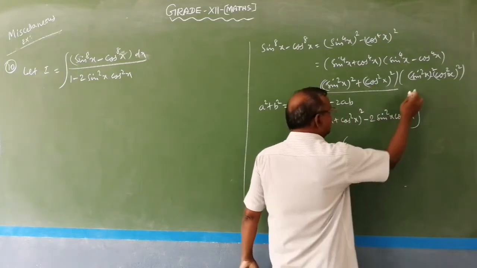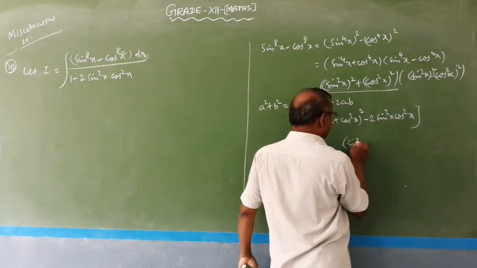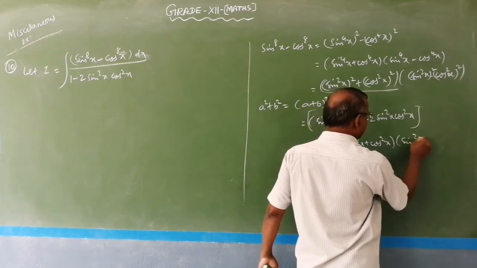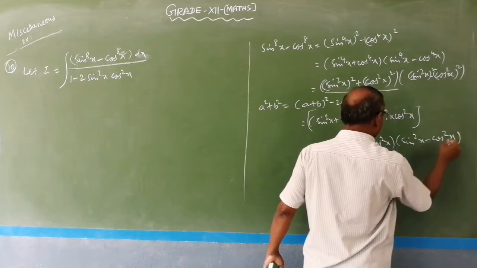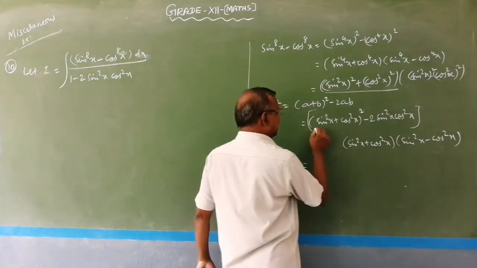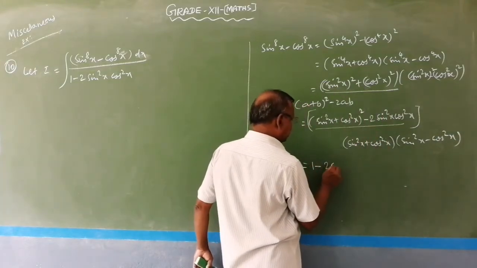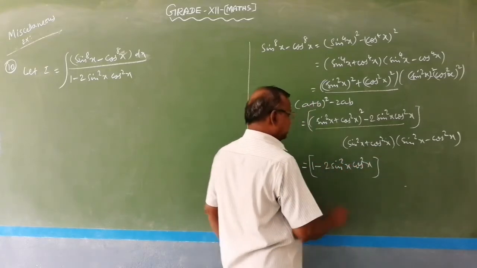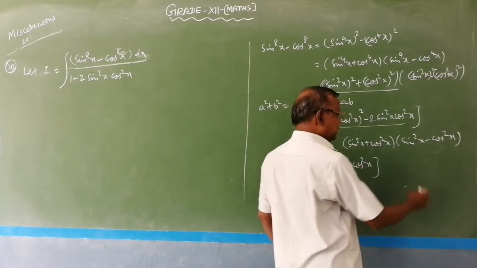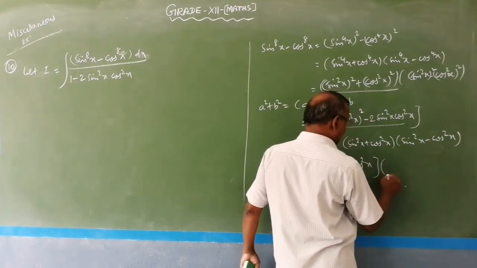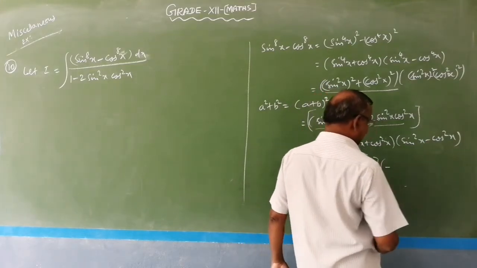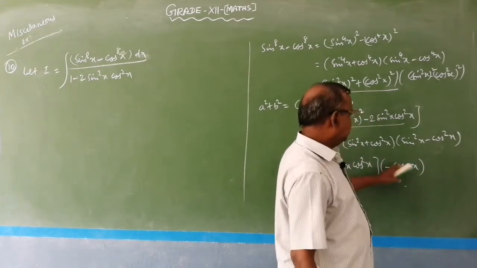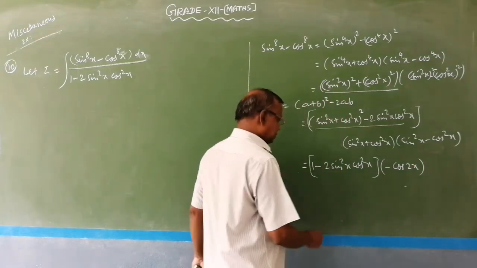So, this is the first part, and the second part is again a square minus b square formula, that is a plus b into a minus b. A plus b means sin square x plus cos square x into sin square x minus cos square x. Here we can write this as 1 minus 2 sin square x cos square x. This is 1, and please take minus outside. So, it is minus of cos square x minus sin square x become cos 2x, because cos 2x equal to cos square x minus sin square x. So, it is minus cos 2x.